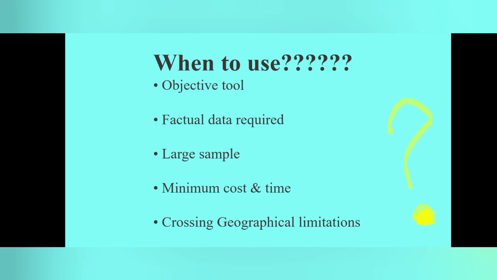Minimum cost and time. Of course it requires minimum time, because you can fill in a questionnaire survey in no time. I mean, in 4 to 5 minutes you can complete a questionnaire survey. And minimum cost is required because you can email the questionnaire to the respondent also. Crossing geographical limitations: it has no geographical boundaries. You can directly email, or you can post a questionnaire to the respondent, and it does not follow any geographical boundaries.